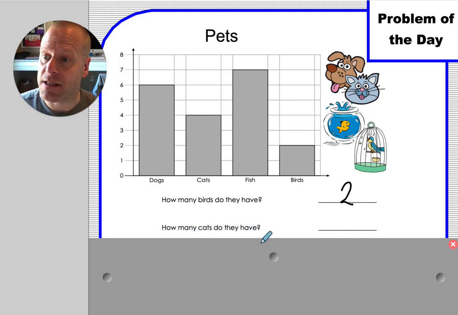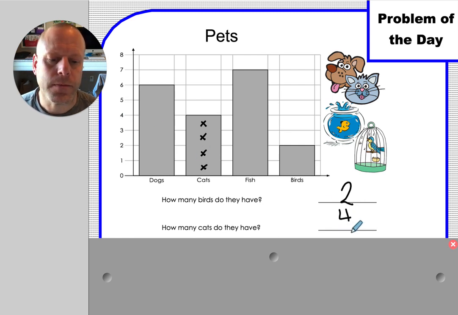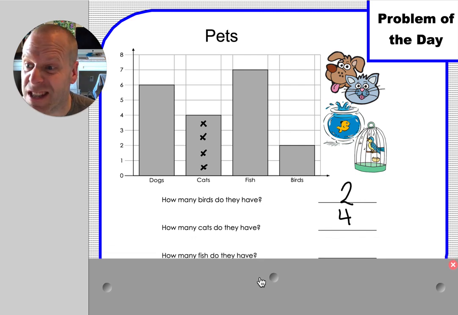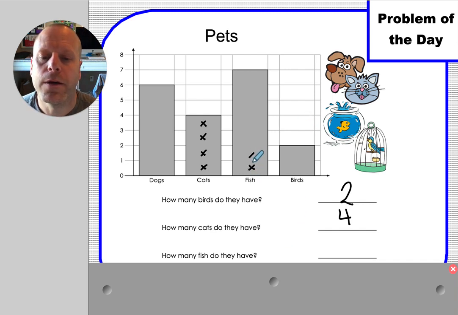How many cats does the pet store have? Well, I'm going to count 1, 2, 3, 4 boxes. Takes us right to 4. So you can see right away more cats than birds. Maybe the cats ate some of the birds. How many fish do they have? Well, 1, 2, 3, 4, 5, 6, 7. So there's more here than the cats.